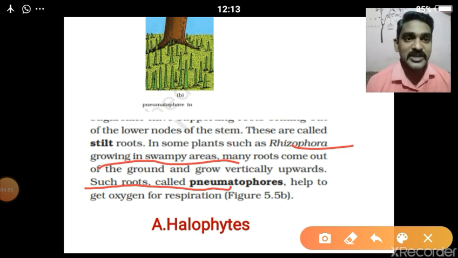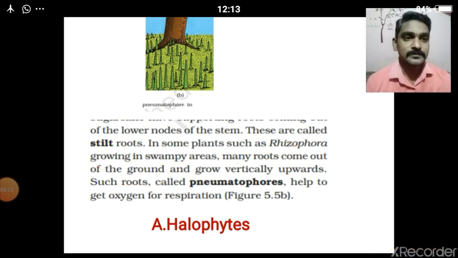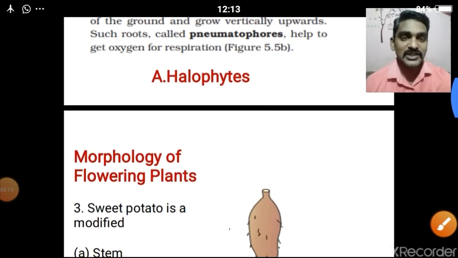So for respiration purpose, they need oxygen, right? So they will be coming towards the phototroph. They will be coming out from the soil. So this is called as pneumatophore. The correct option is halophytes. That is A. Okay, that means saline conditions. So let's move to the next question.